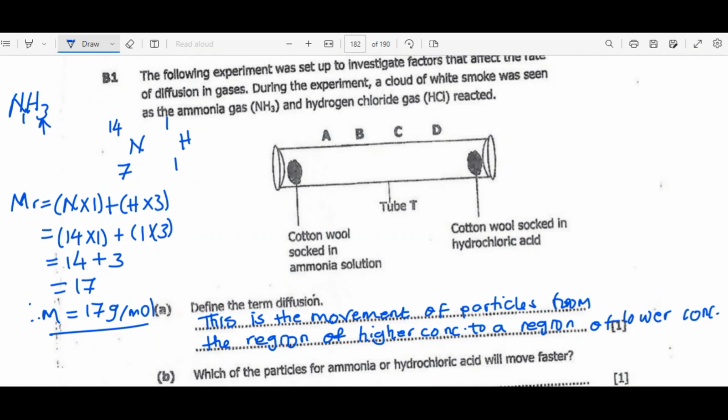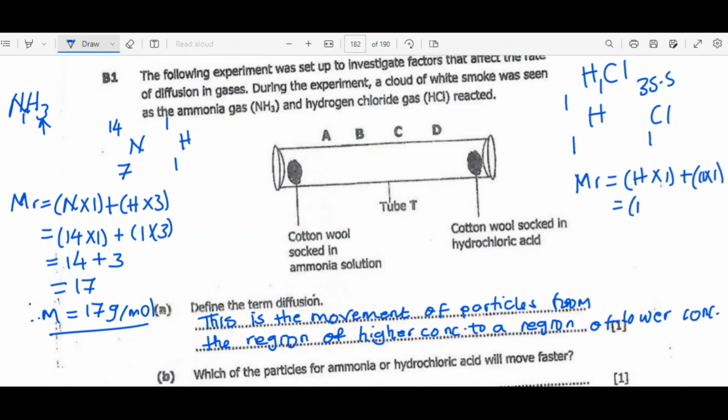We move on to HCl. So the chemical formula is this one. Hydrogen with the mass number of 1, the atomic number of 1, chlorine, mass number of 35.5, the atomic number of 17. So you can now find the Mr. Hydrogen times the number of atoms, which is 1 here. If the number is not given, it simply means you are multiplying by 1. So hydrogen has a mass number of 1 times 1 plus 35.5 times 1. 1 times 1 is 1. Then 35.5 times 1 is the same, giving us 36.5. Therefore, molar mass is equal to 36.5 grams per mole.